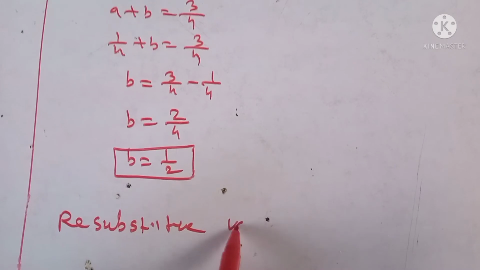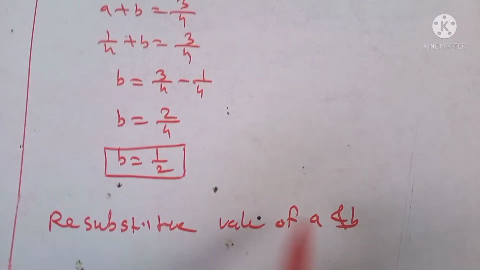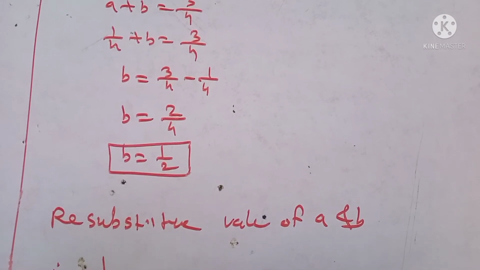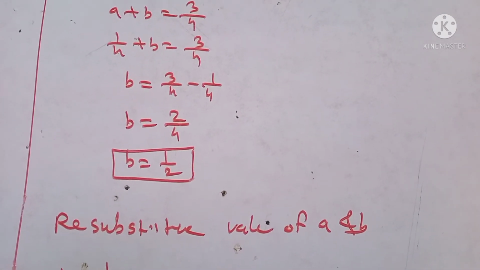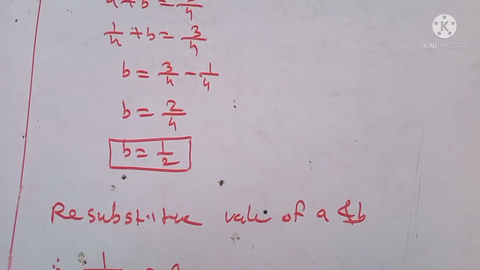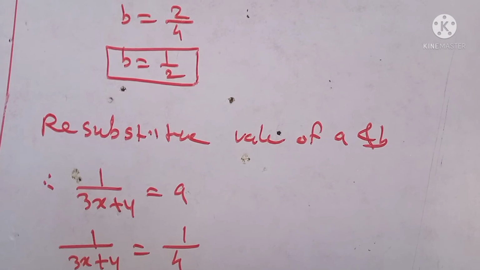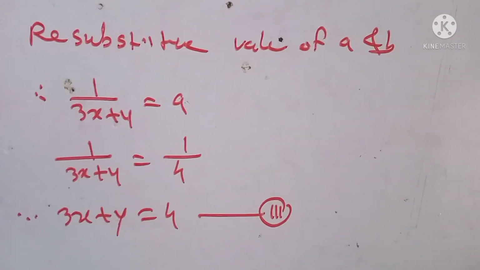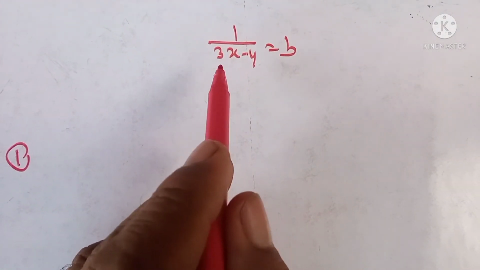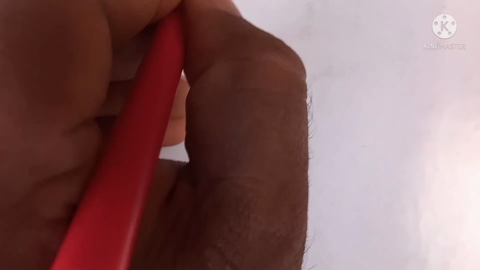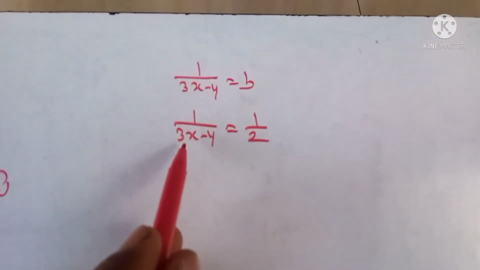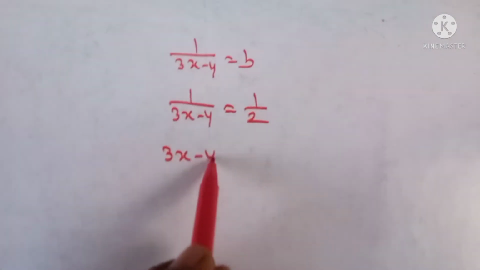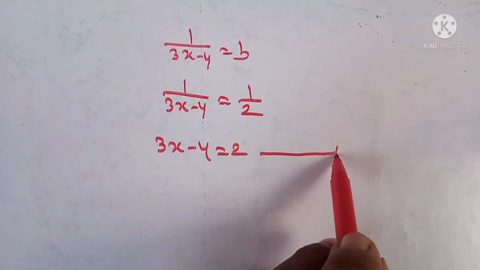Resubstitute the values of a and b. 1 upon 3x plus y is equal to a, which is 1/4. Therefore we get the equation 3x plus y equal to 4, equation number 3. And 1 upon 3x minus y equal to b, the value of b is 1 upon 2. Taking the reciprocal, 3x minus y is equal to 2, equation number 4.